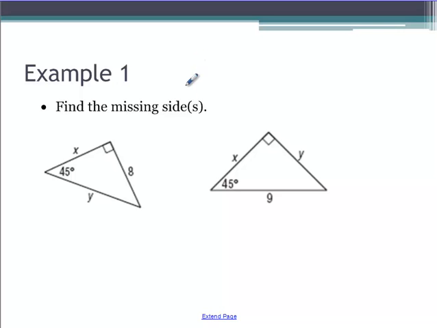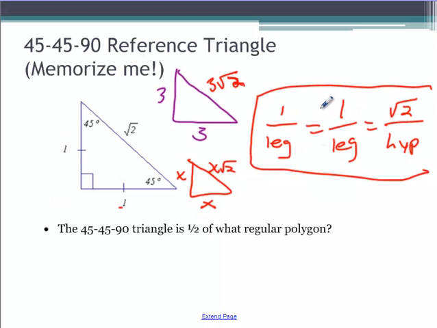So let's find the missing sides. Since this side's 8, this one's 8, and we know that this one has to be square root of 2 times whatever the leg is. Now, when we go backwards, I multiply by square root of 2 to get to the hypotenuse. Over here I have to divide by square root of 2. So let's set up a proportion. I'm going to use this proportion. I only need 2 fractions because you can only cross multiply with 2.